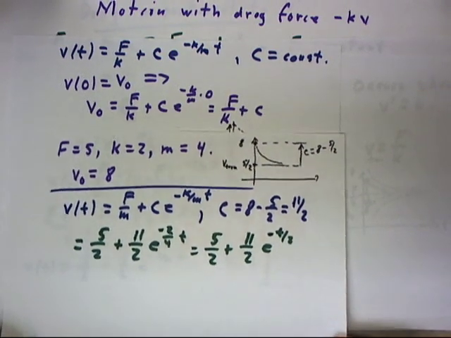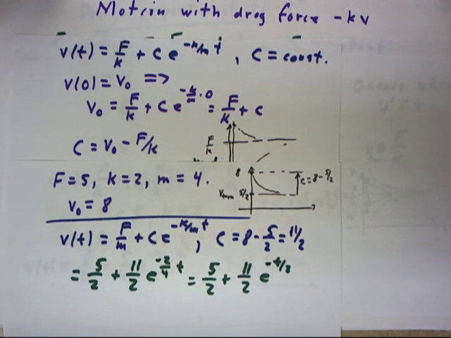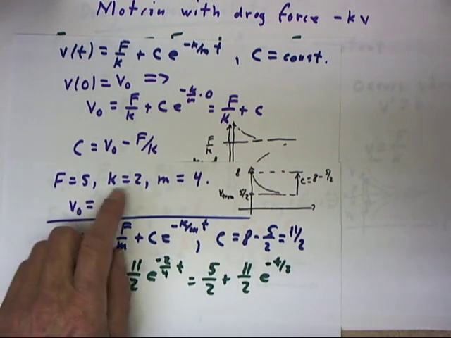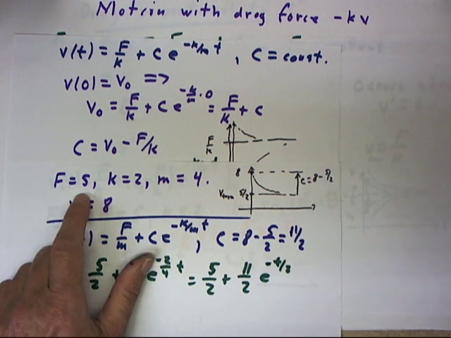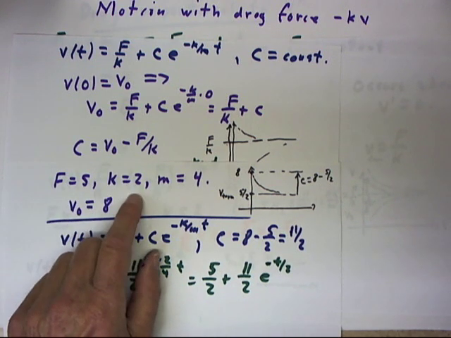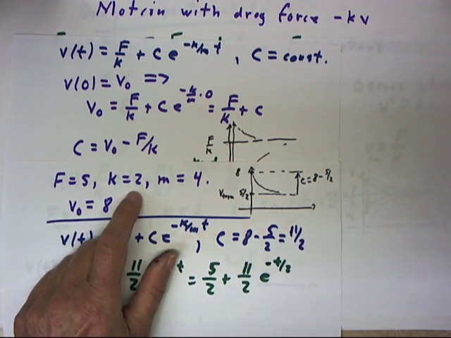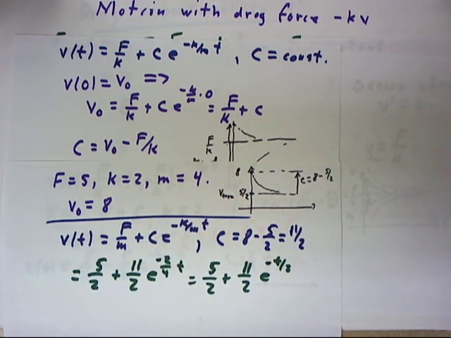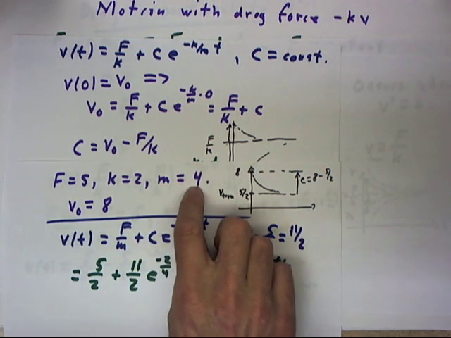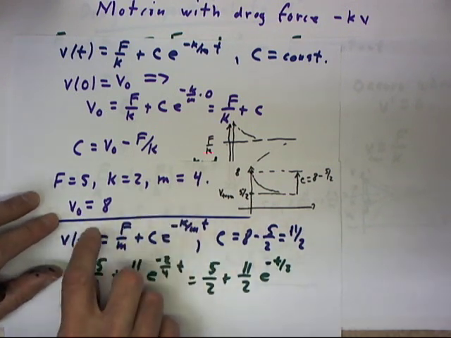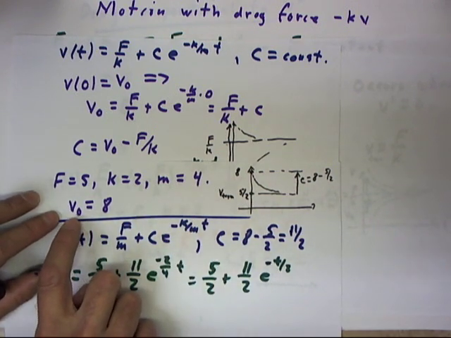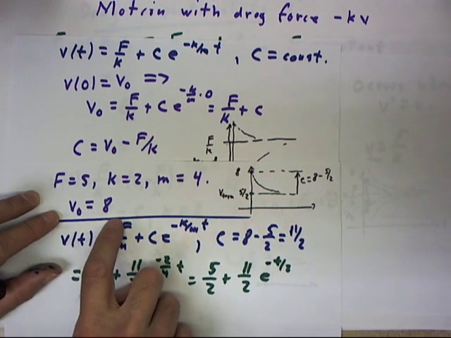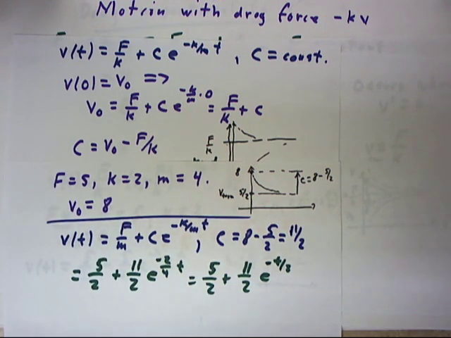Let's consider the same situation with F equal 5 and K equal 2, representing 5 Newton constant force and a drag force that's determined by the constant 2 newtons per meter per second, 2 Newton seconds per meter, and now a mass of 4, which might correspond to 4 kilograms. Again, if you don't know the physics, don't worry about the units. The idea is going to be fairly clear, I believe. And V naught equals 8, which would stand for 8 meters per second.